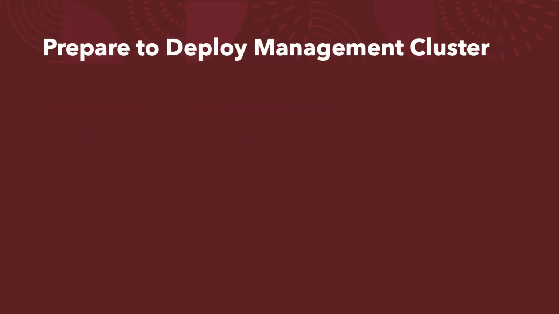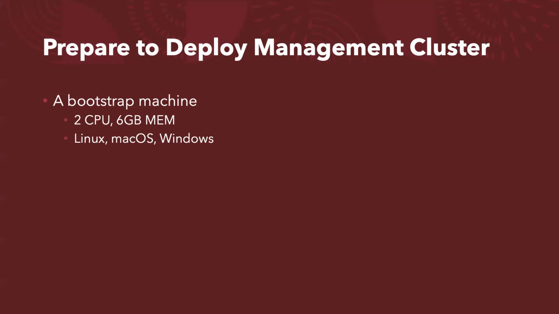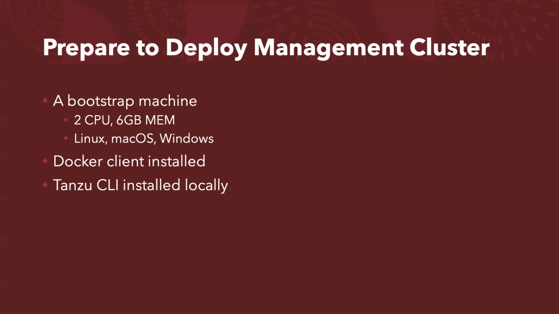So here are the preparation tasks to deploy a management cluster. We need a bootstrap machine. It can be Linux, macOS, or Windows, but you need at least 2 CPUs and 6 GB memory. Why? Because you need to have the Docker client installed, which does require a little bit of resources. And you also need to have the Tanzu CLI installed locally.